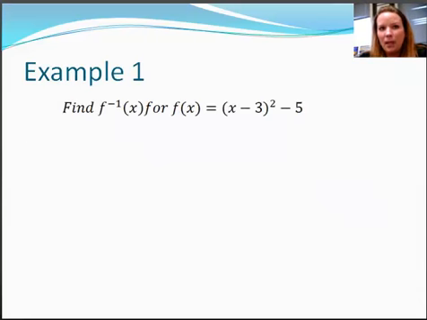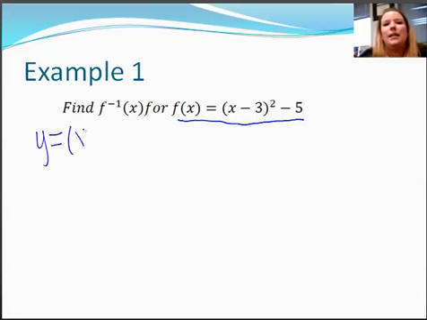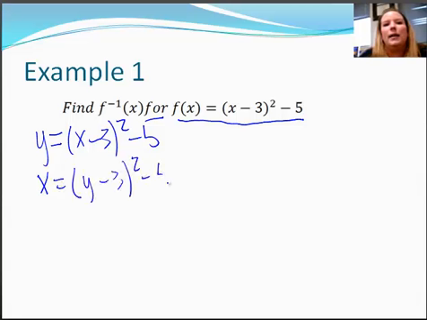Okay, so let's do example 1. It says find the inverse of f of x for f of x equals (x minus 3) squared minus 5. So this is our equation we're dealing with, and we want to find the inverse. So remember, the first thing to do is write it down using a y instead of an f of x. So I'm going to do that. Then I switch my x to my y. So I'm going to say x equals (y minus 3) squared minus 5.